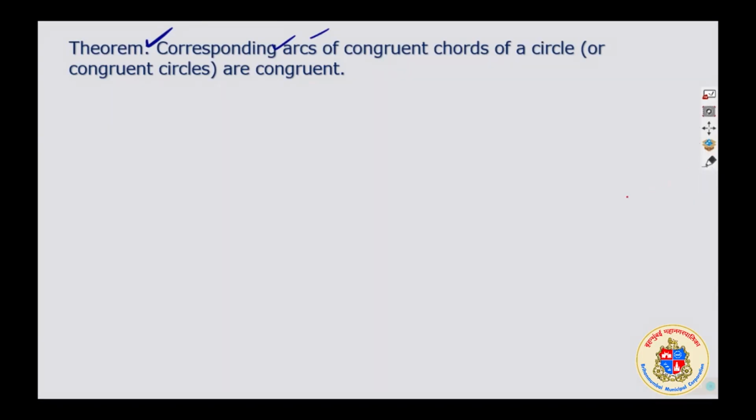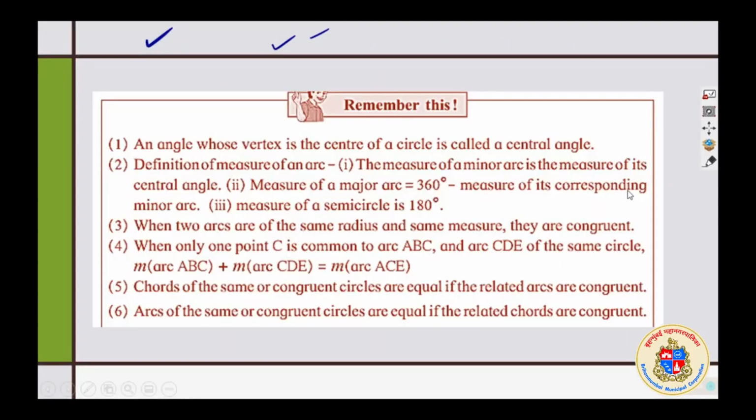Let us recap what we learned in this chapter, in this video. The chapter has not finished yet. We understood that an angle whose vertex is at the center of a circle is called a central angle. Then we studied what is meant by minor arc and major arc. You also learned that two arcs are said to be congruent if their radius and the measure of the two arcs are equal. They should have the same radius and the same measure, that means central angle.